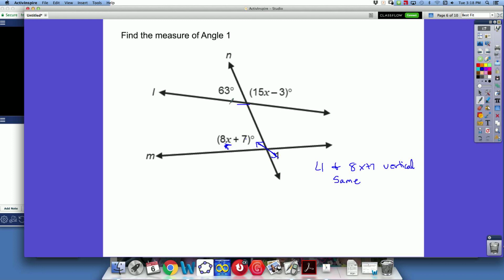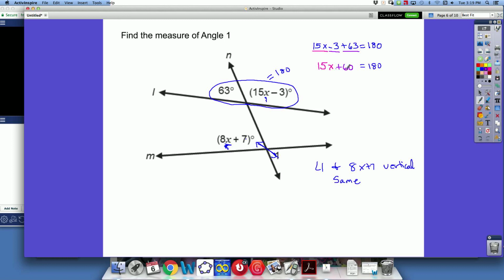But if I go up here, I can see that I have two adjacent angles that make up a line, so I know that together they equal 180 degrees. So we're going to solve for x up here. We're going to write an equation, 15x minus 3 plus 63 equals 180 degrees. Now I don't have any other x's to combine, so we can leave that alone. So that's 15x. And then I have a minus 3 plus 63. So together that makes plus 60. And all together that equals 180.